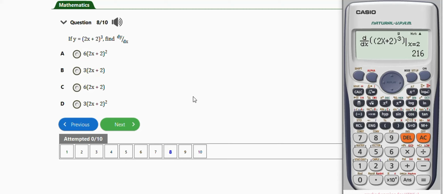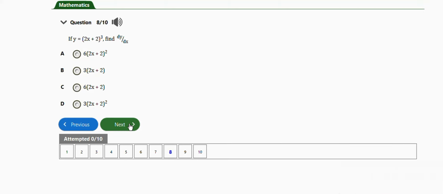Right now we're going to evaluate the options. You know what, that gives us 216 will be the answer. Okay, 216. So let's begin with option A. We have 6 in brackets 2x plus 2. Close the brackets. Put square. Press equal to 216, option A. So that's the answer to this question. We're making progress, guys. Let's move on to the next question with this one.